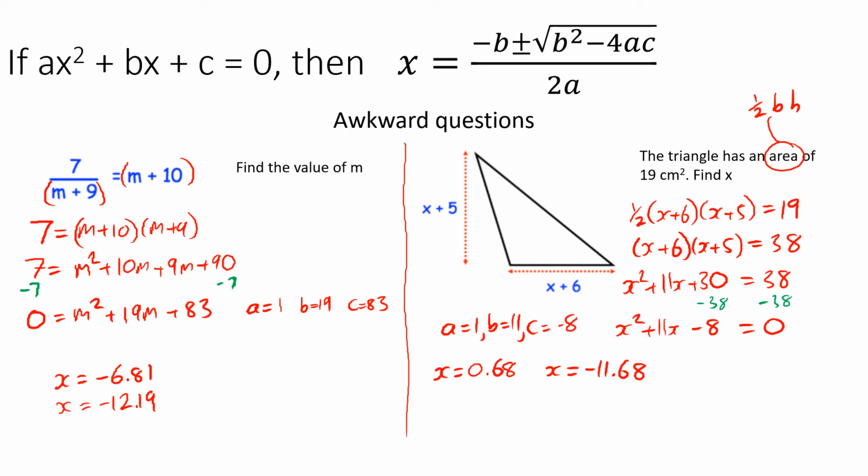And we only want to pick one of them. Now again, this is the thing where sides of shapes have to be positive. You can't have a negative length. So 0.68 is our answer, and the negative one can't be a correct solution.